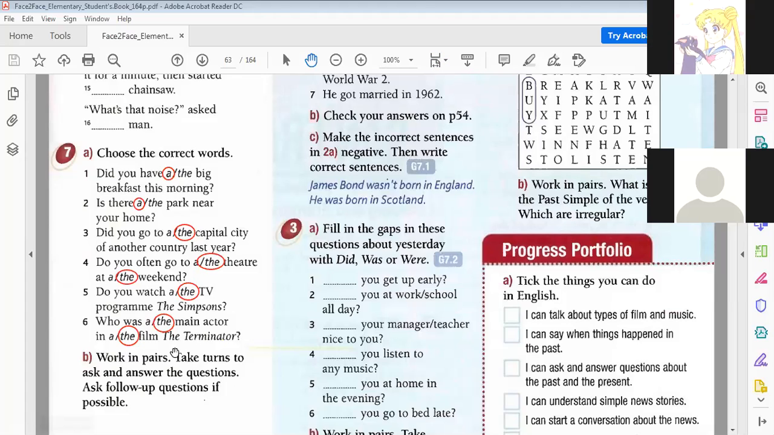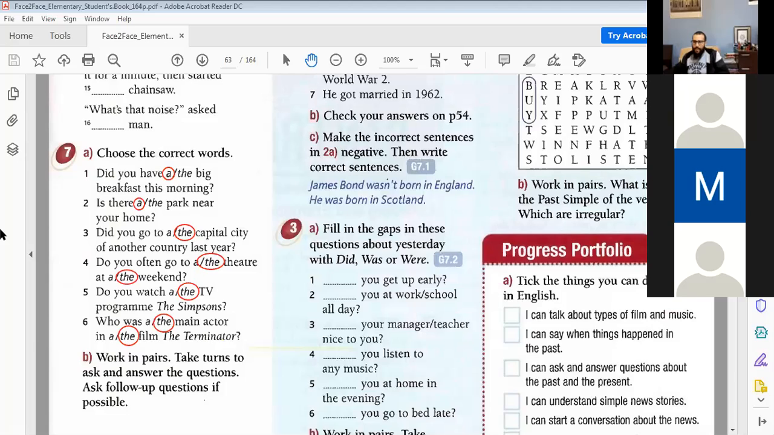Because we're speaking about one film. We're speaking about this specific film. We're talking about this particular film: The Terminator. So we cannot use a or an in these examples. All right, so very nice. So this is a quick revision of how to use a and an and how to use the. So of course, all of these are articles. How to use articles.